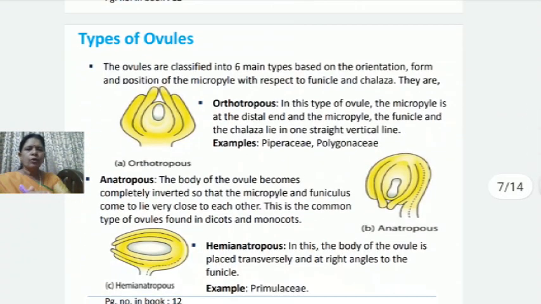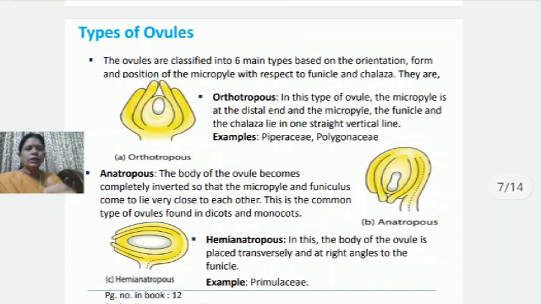Next we will see what the types of ovules are. Each type can be asked as a 2-mark or 3-mark question with a diagram, and you have to give an example for this also. The ovules are classified into 6 main types based on the orientation, form and position of the micropyle with respect to the funicle and chalaza. The first type is called orthotropous.